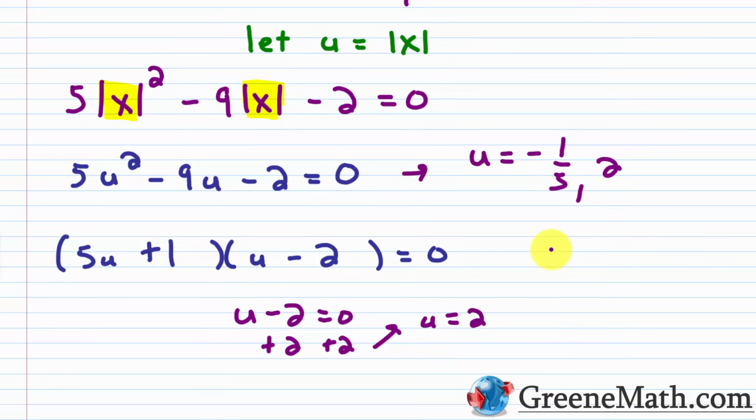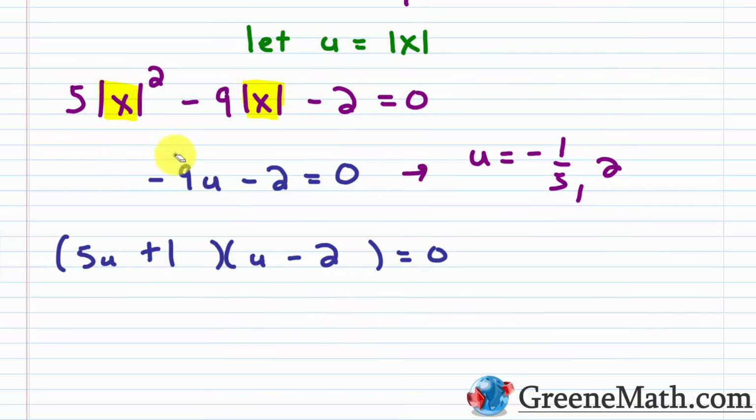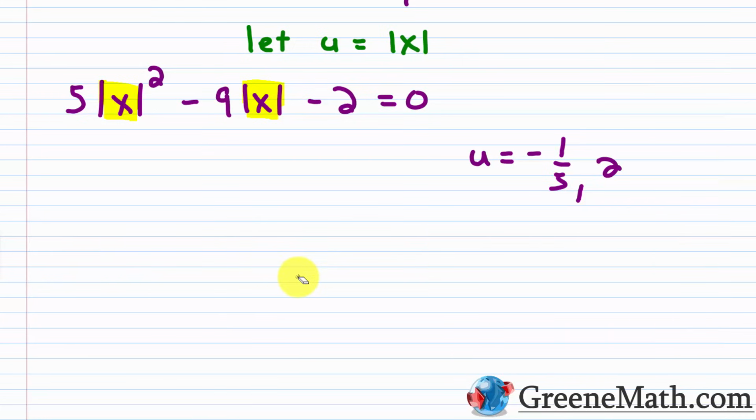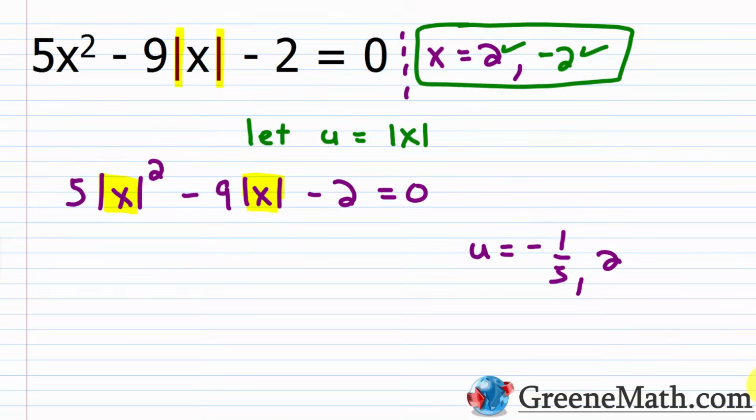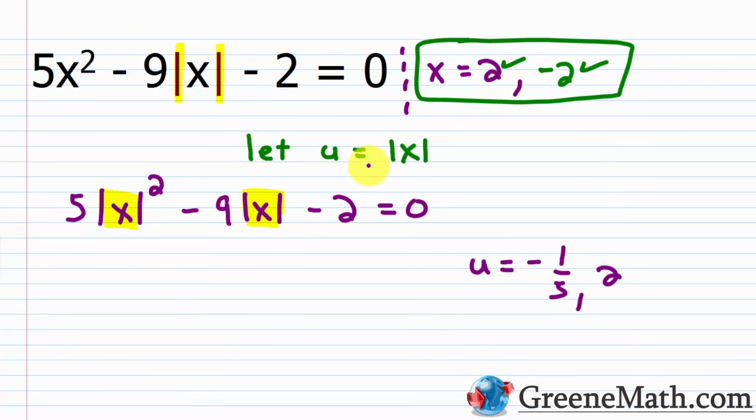So you might be thinking, you didn't get all the same solutions that you got using the previous method. Well, we did. We just have to go back and substitute again. So let me erase all of this. We don't really need it anymore. Okay, and we're just going to scroll up. And we're going to think about what u means. So I told you that u is equal to the absolute value of x. So if u equals negative 1/5, I can say the absolute value of x, because that's u, is equal to negative 1/5, okay? Then I can also say that the absolute value of x, because again, that's u, is equal to 2.